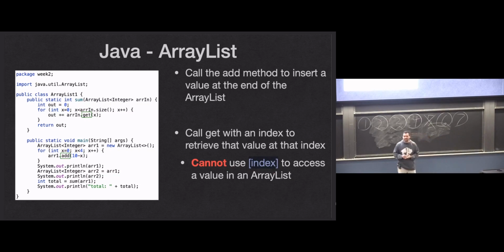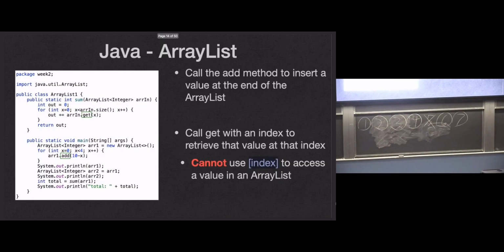It does not exist. So in Python, we would use these square brackets, and that's how we would access our data structure values. Not allowed in Java. That syntax doesn't exist in ArrayList. Because ArrayList is a regular class, all classes have methods. So every time we want to do anything to an array list, we have to call a method.